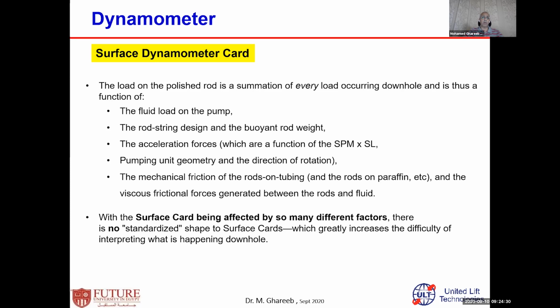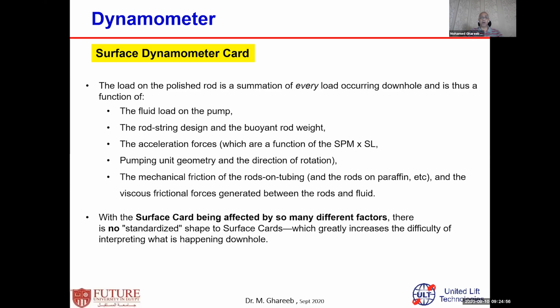Because the surface dynamometer card is affected by the fluid load, and by the rod string: how the rod string looks, is it a tapered rod string or not, what's the buoyancy effect, what's the gravity of the fluid, what's the viscosity of the fluids, how it affects the rod string, how fast I'm running my system, as a speed, especially speed against stroke length.